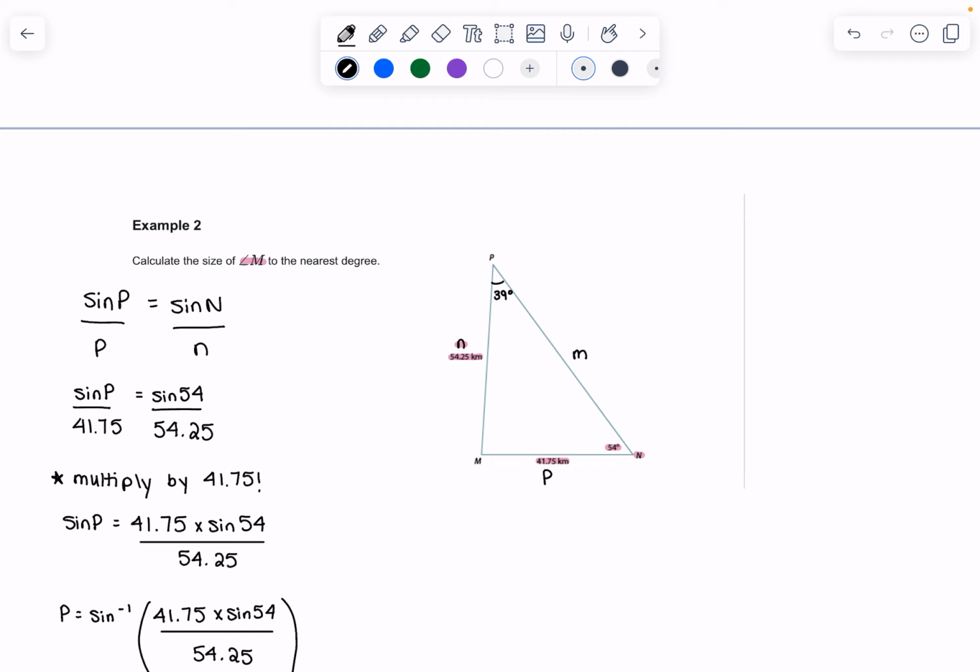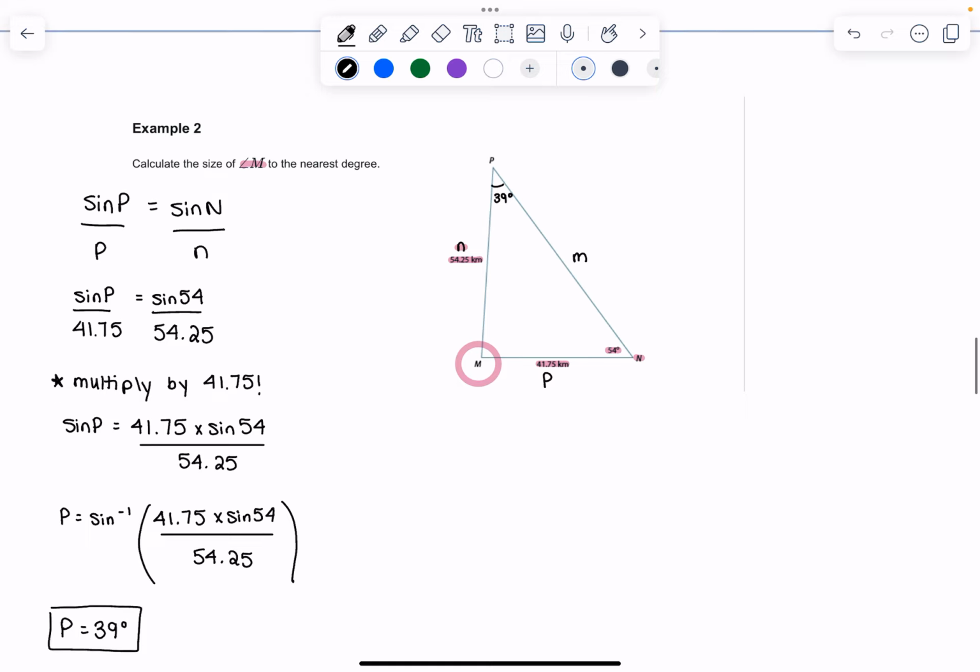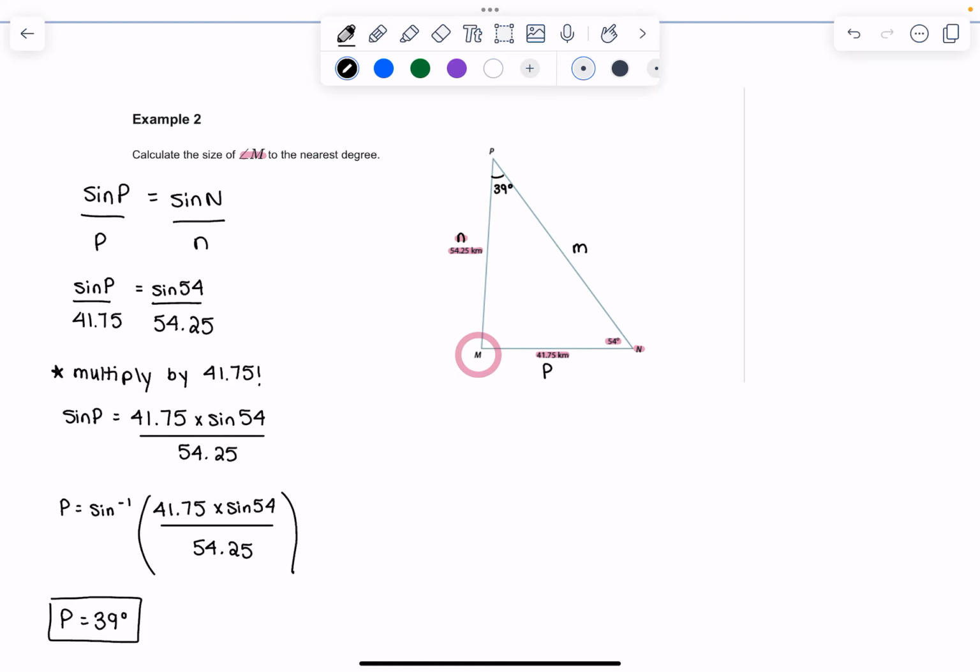Fortunately though, you're looking for angle M, which is this one. You haven't quite got there yet. Now you could go through sine law all over again if you like, but we do not have the side length of M, so that's unfortunately not going to help us.